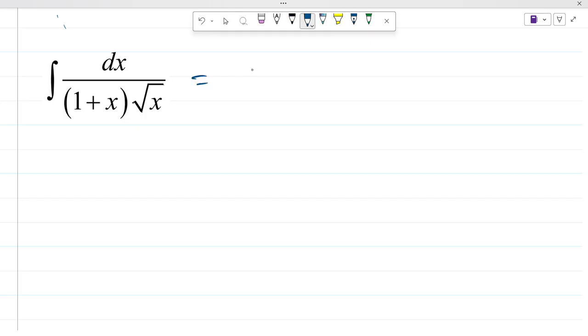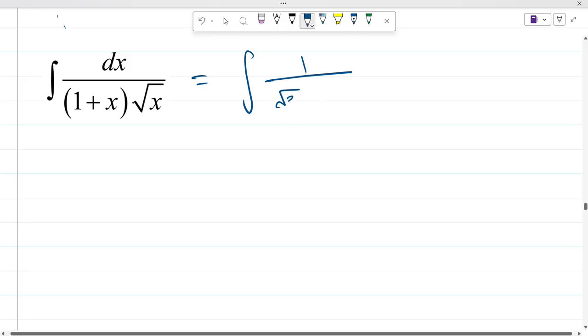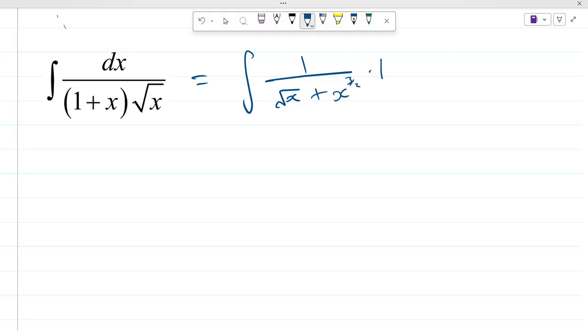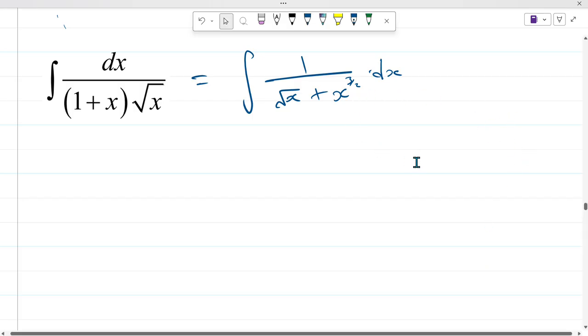So let me just write the thing that we're going to have here. If you ever think of, let me just multiply out, you will end up having square root of x, or x to the power half, plus x to the power 3 over 2 dx. So you will end up having something like this. When you have something like that, what will you then do? You see, you will get stuck, right?